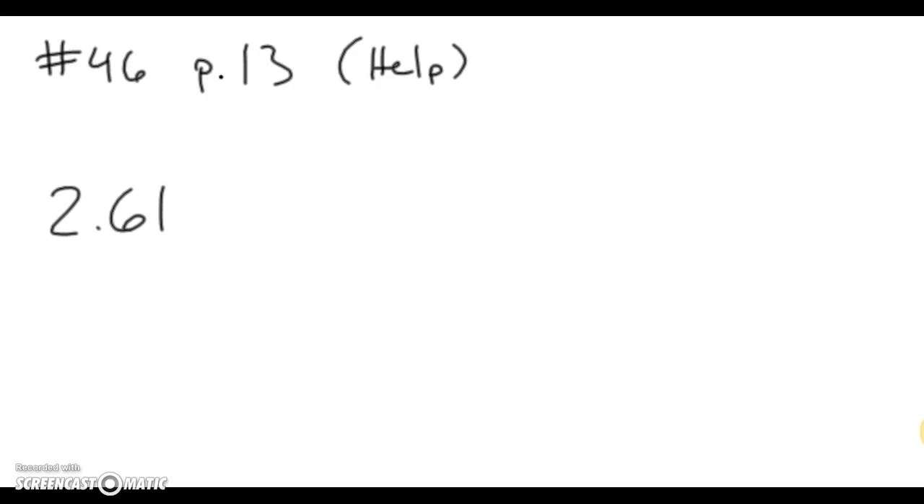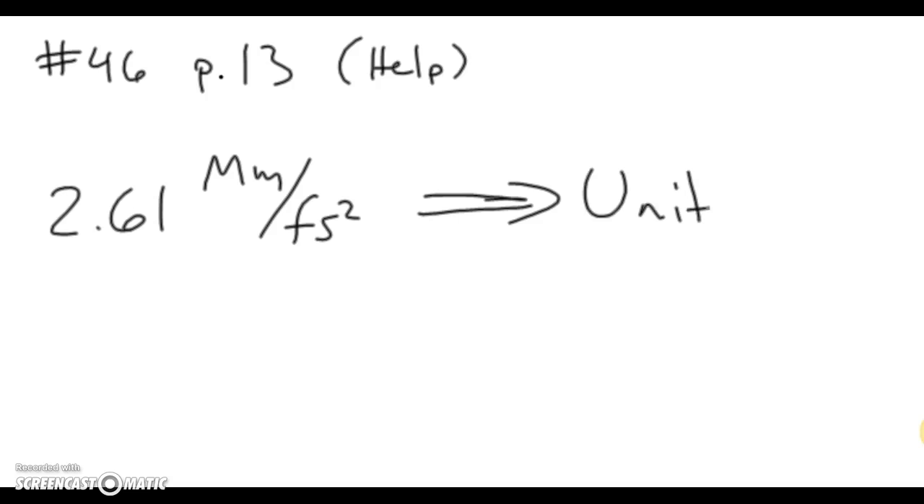So let's say we have 2.61 megameters per femtosecond squared. And the question is basically, how would we express this in SI units? So I'll go to clean page. I'm going to write this a little bit differently. Again, writing the units as a fraction without the slant will help with unit conversions.